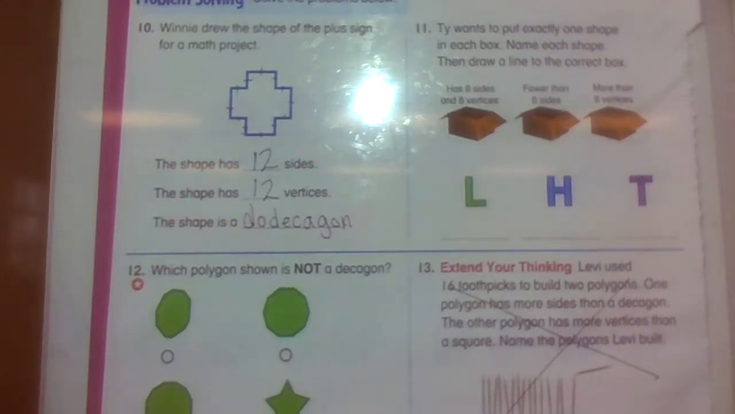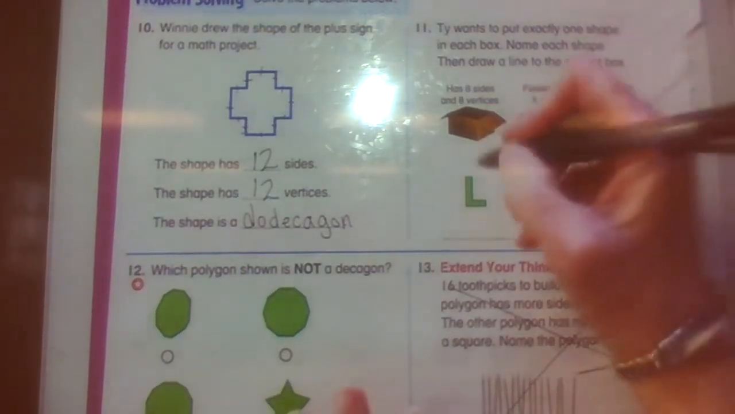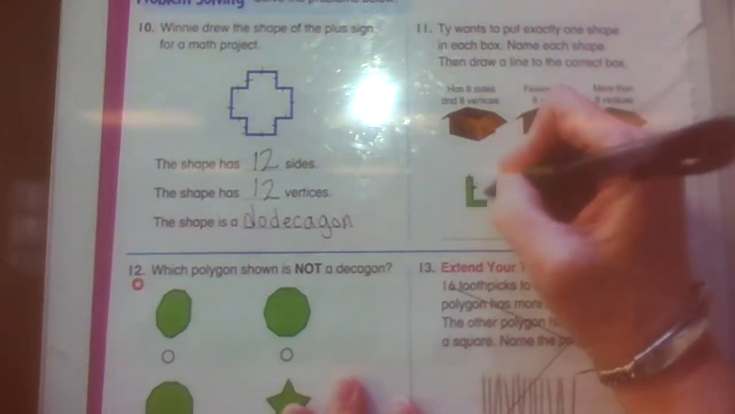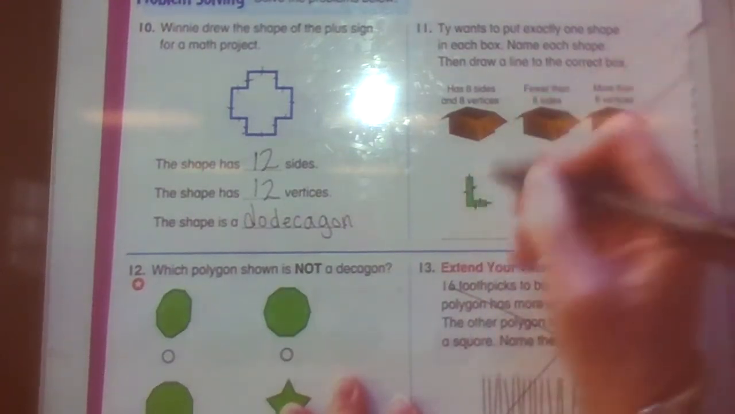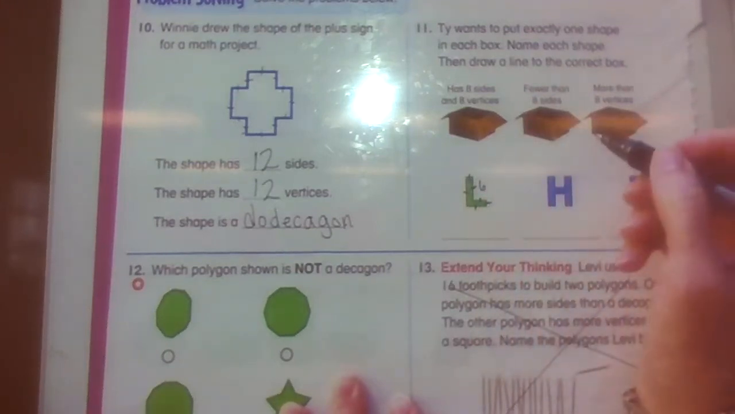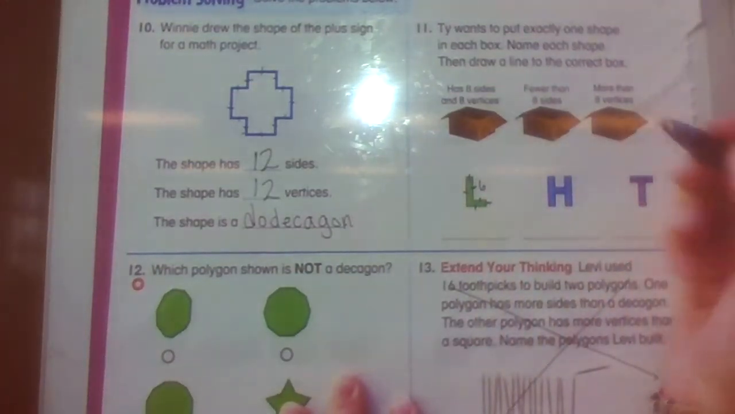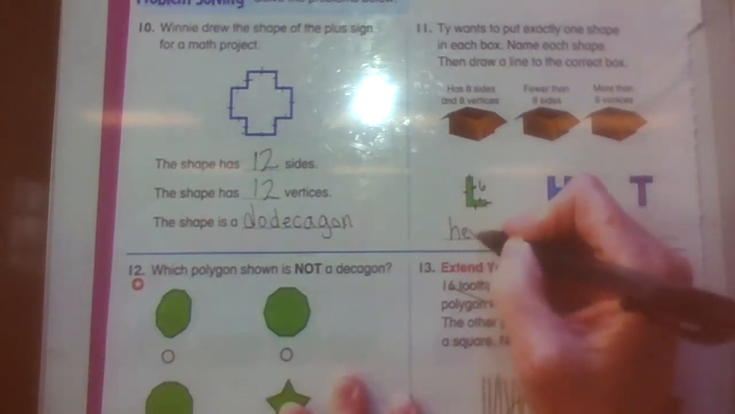All right, let's look over at number 11. Ty wants to put exactly one shape, actually it's one letter, inside each box. Name each shape, then draw a line to the correct box it goes in. All right, so let's start with L. The only way we can find out its name is to count its sides. So let's do that together. 1, 2, ... 6. It has six sides, it is called a hexagon.